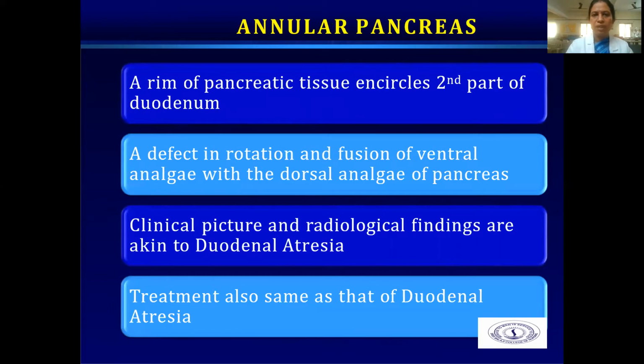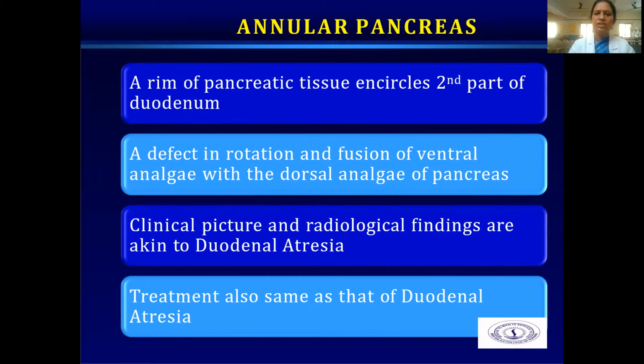Now, annular pancreas was the second cause that we had seen. A rim of pancreatic tissue encircles the second part of the duodenum. So the encircling is a defect that happens in the duodenum that does not allow the passage of food to go through. So the annular pancreas is another cause for neonatal bilious vomiting.